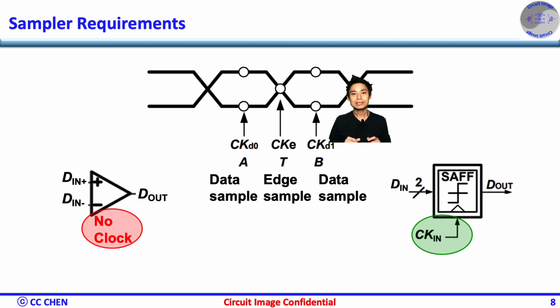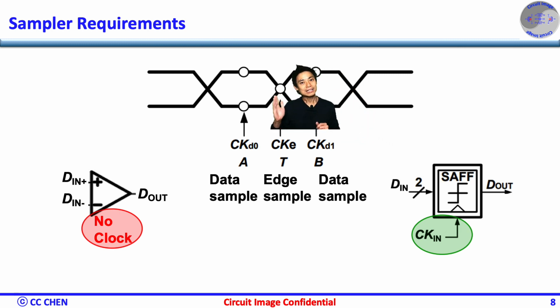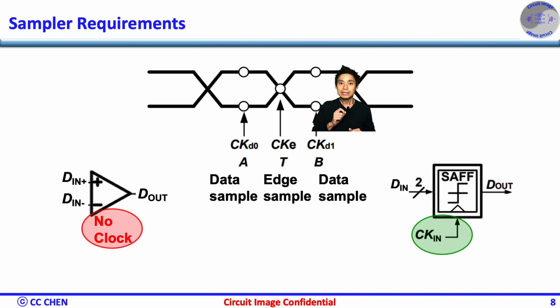Correct. You could start with a clock data recovery, CDR, which should use the samplers to get the data samples or edge samples as the early or late information in a bang-bang phase detector. After the CDR is locked to the input data, the edge clock CKE should align to the data transition, and the data clocks CKD0, CKD1, etc. should sample the data A, B, etc. in the middle to recover the right data stream.